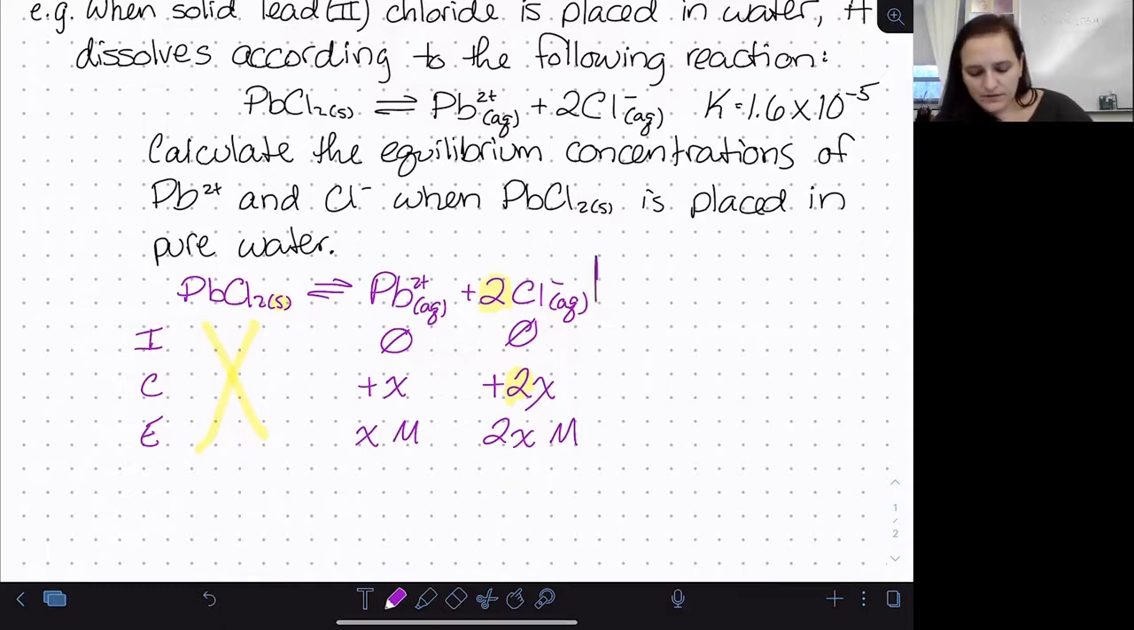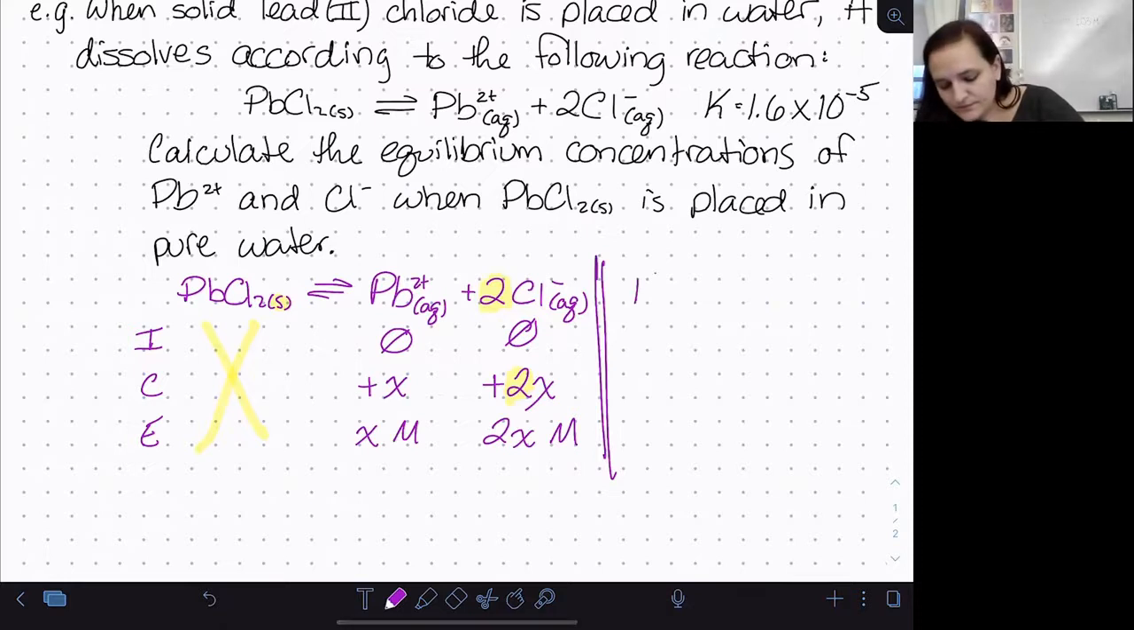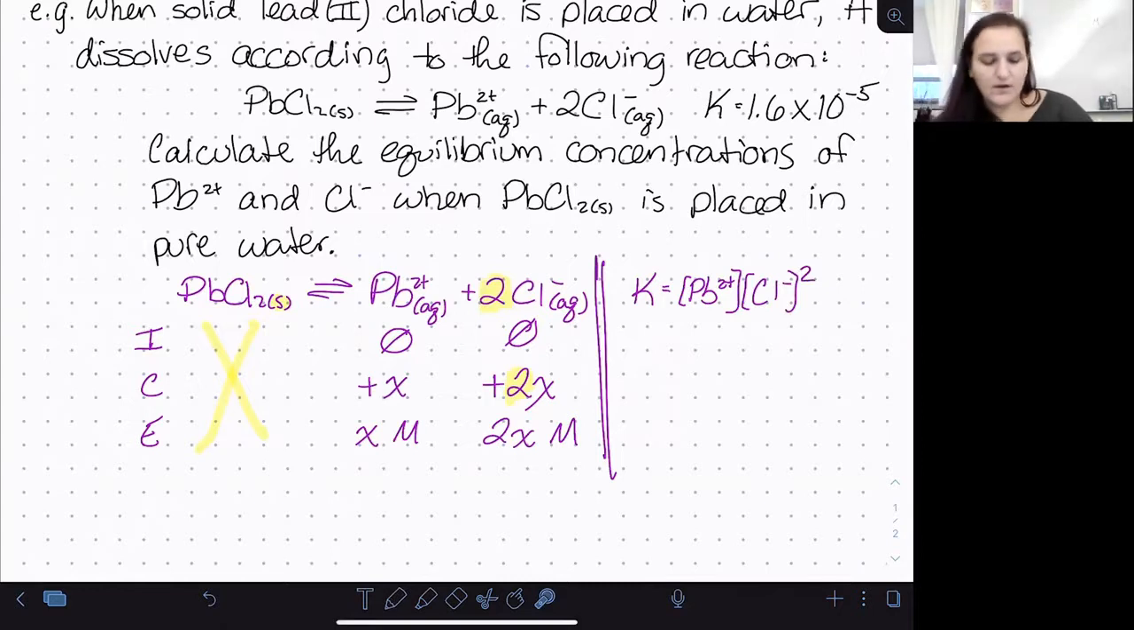So to solve for X here, we need our equilibrium expression. K is products over reactants. So we have our lead that is aqueous, so we will take the concentration of lead ions, and we have chloride is aqueous with a coefficient of 2, so we'll have Cl minus squared. Our only reactant is the solid, which gets left out of the equation. So this is our complete equilibrium expression.